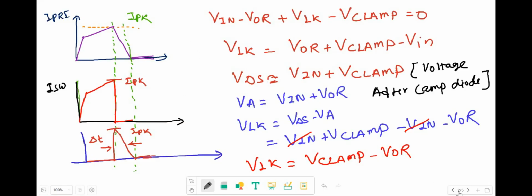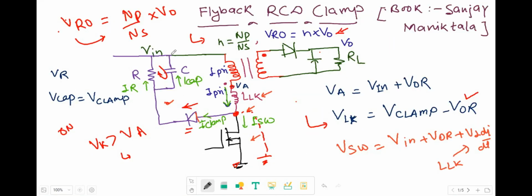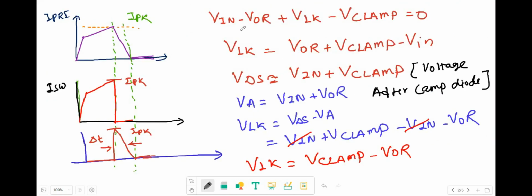So if you apply the KVL on this loop, on the entire loop, V in, V primary, V leakage plus VDS, how does it look? V in minus V reflected voltage minus V leakage voltage minus V clamp voltage is going to be zero. And with the help of this, you can calculate VLLK, which is V reflected plus V clamp minus V in.